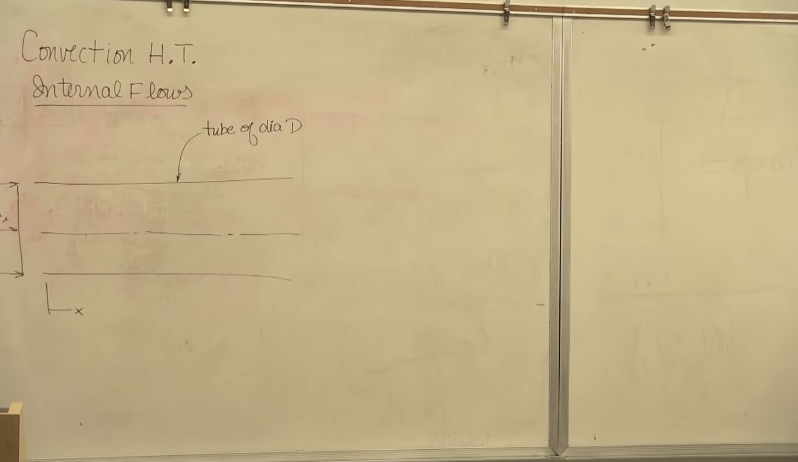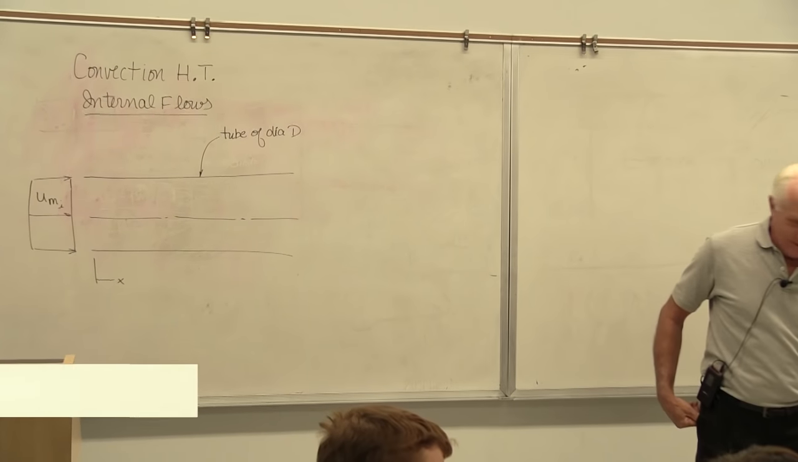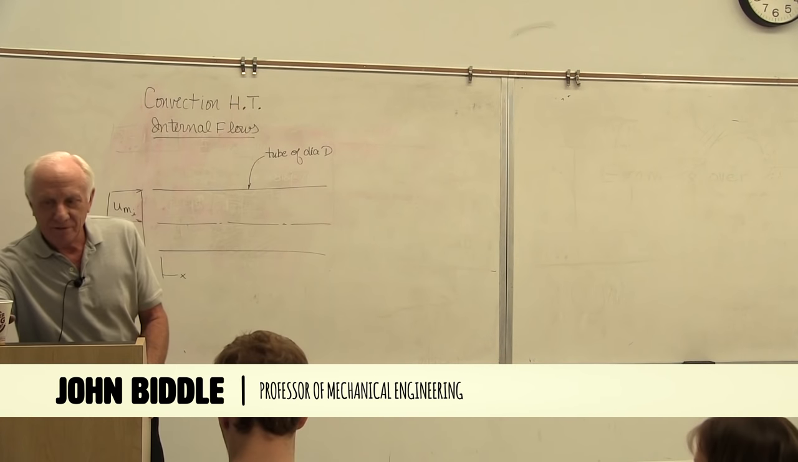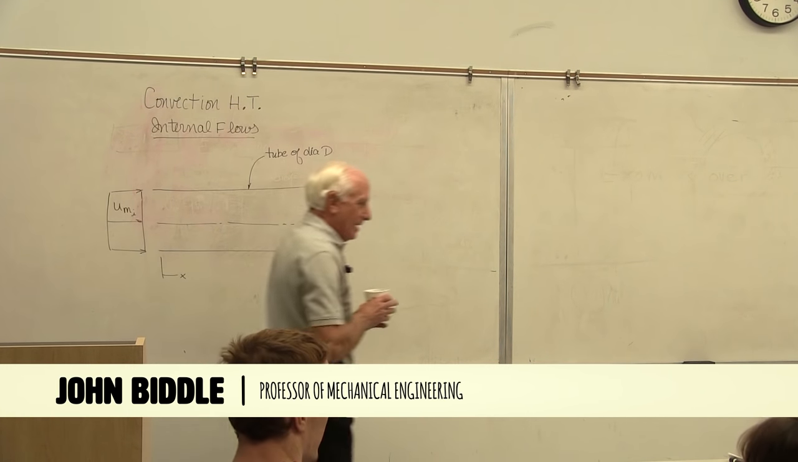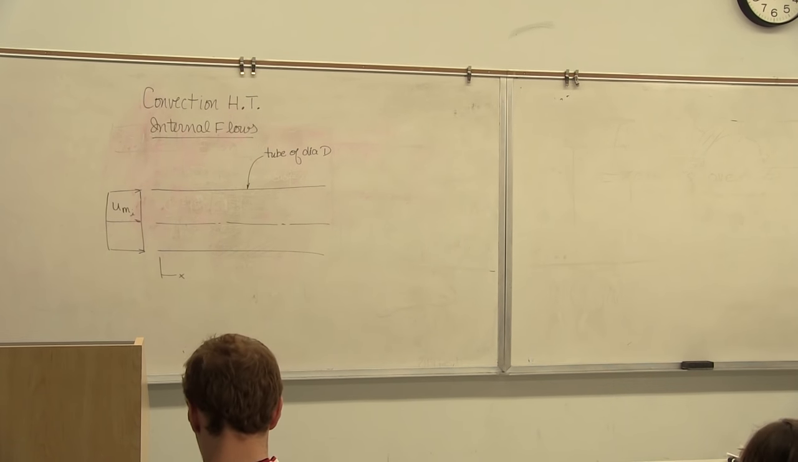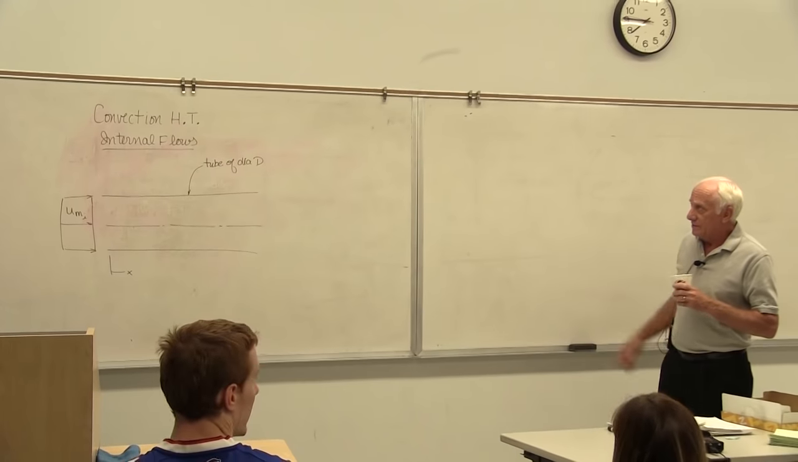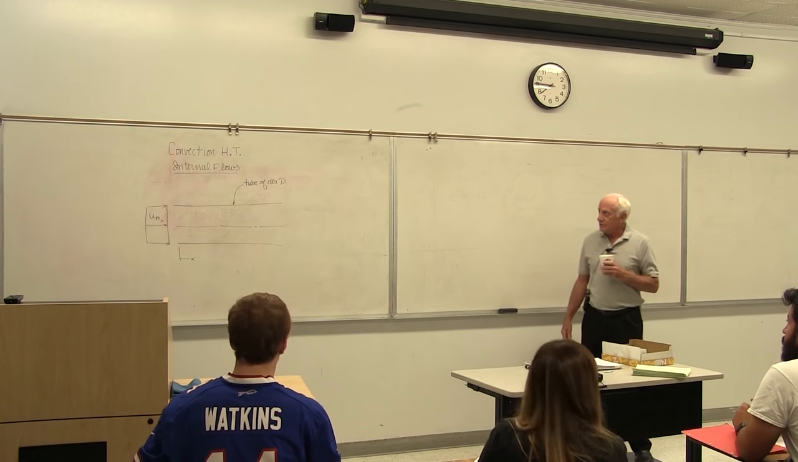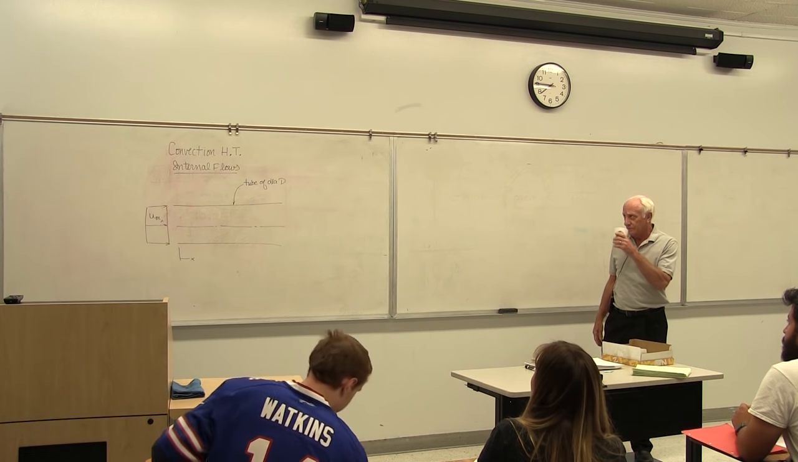Okay, we wrapped up chapter 7 last time. That was convection heat transfer outside of tubes and flat plates, called external flow. This is chapter 8, which we start today. Convection heat transfer: how do we handle internal flows?